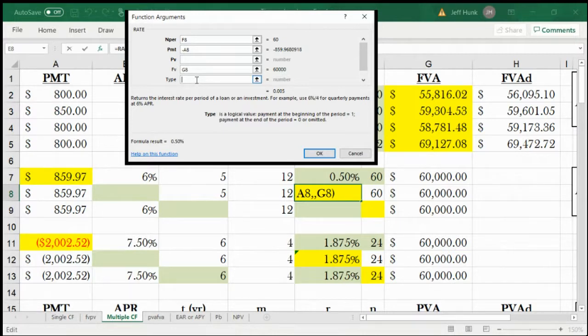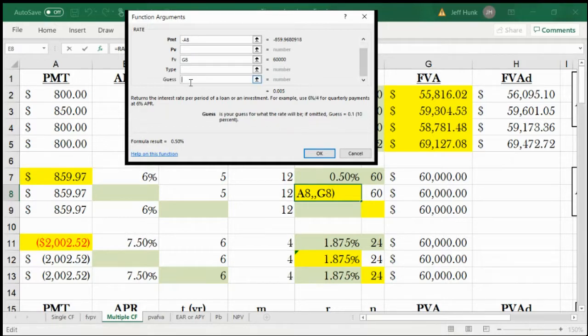Okay. So now, interesting thing. Why one? You remember the difference between ordinary annuity and annuity due is more compounding, isn't it, right? There is one more compounding in annuity due. So that's why you enter one. Okay. So since this is ordinary annuity, you don't have to enter anything.